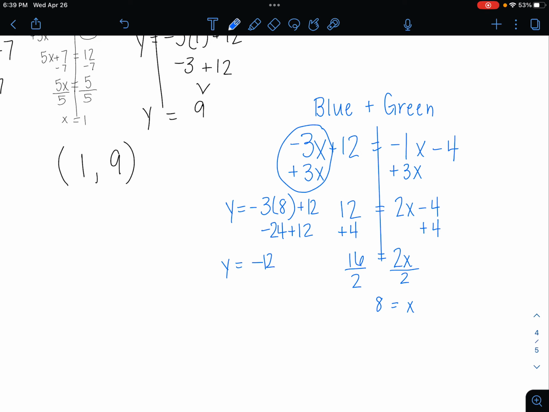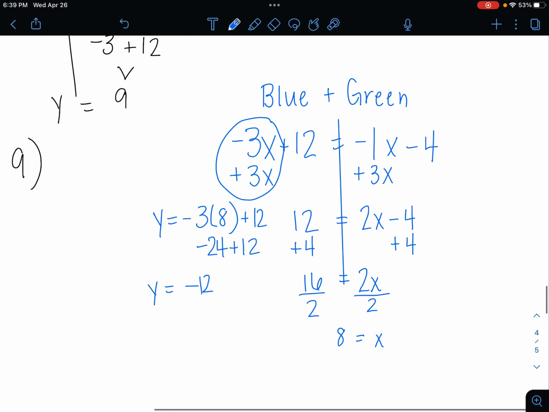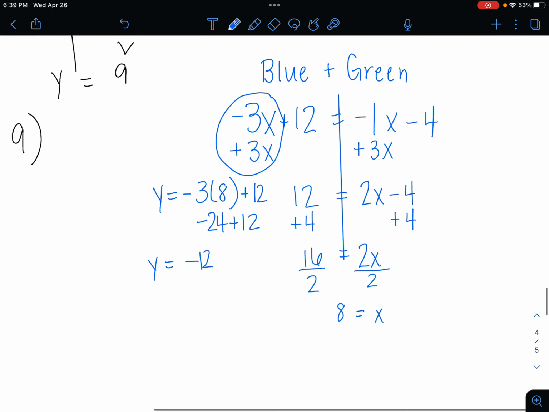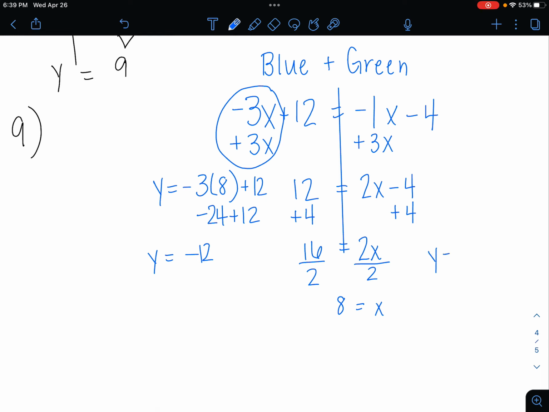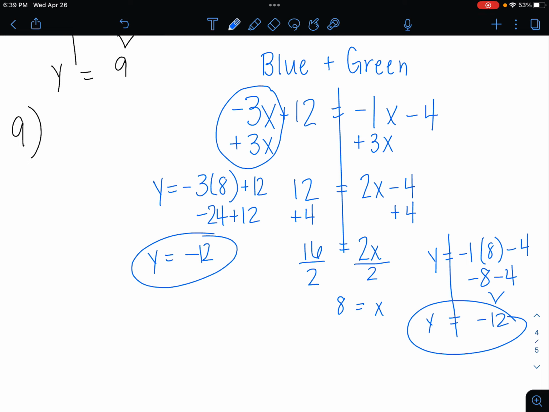Now, if I want to check to make sure I've solved correctly, I'm going to do the same thing for green. The equation is y equals negative 1 times x, which is 8, minus 4, finding that value for y that makes this true. Negative 1 times 8 is negative 8. Negative 8 minus 4 is negative 12. So y equals negative 12. So we did get the same thing. We got negative 12 and negative 12.